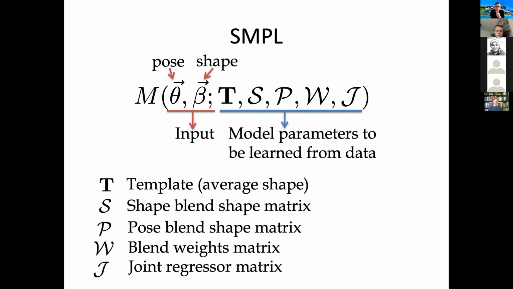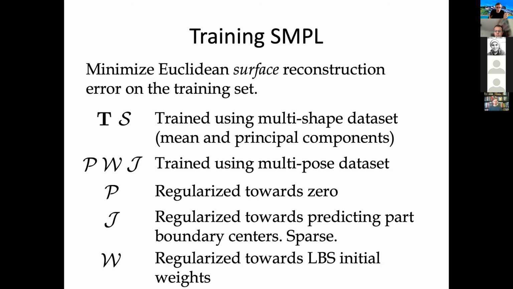So the model has a bunch of parameters. The template mesh, I told you the topology of the template mesh is designed by an artist, but the shape of the template mesh is learned. The blend shape matrix is learned with PCA. The pose blend shape matrix is learned by fitting it to data. The blend weight matrix is learned, and the joint regressor matrix is learned. So all of these things are going to be learned by minimizing the Euclidean surface reconstruction error given this training set of body poses that we have.